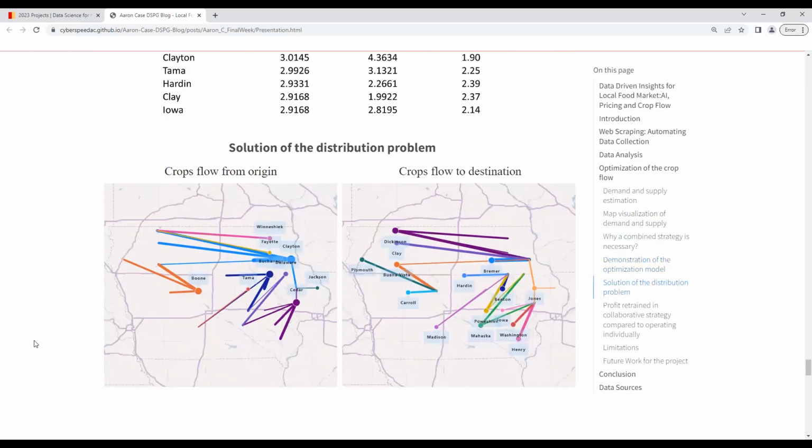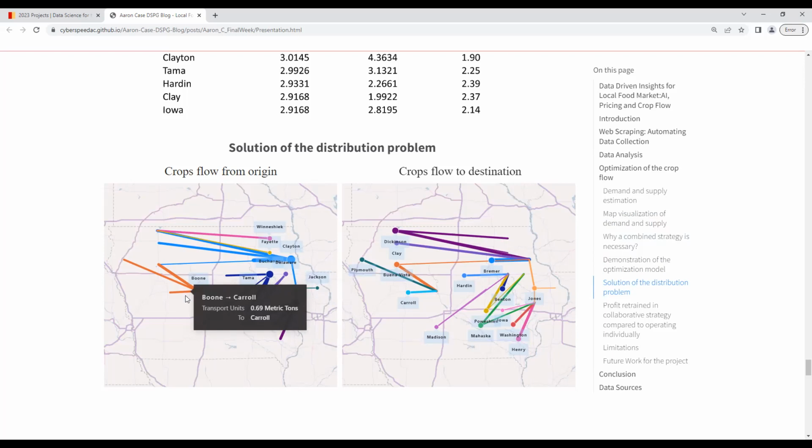We can see the solution, and we plotted the solution in the map. In the first image, the bubbles are the origins. If we hover our mouse on a bubble, it will show how much quantity it needs to supply to other counties. And if we hover our mouse on a line, it will show how much quantity is being transported from where to where.